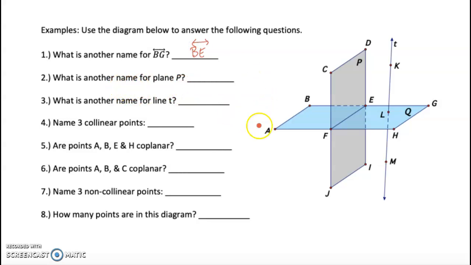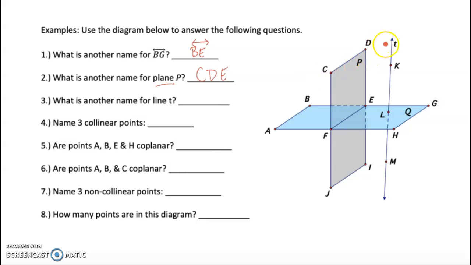What is another name for plane P? Well, here's plane P, that big gray one. To name a plane, you need 3 non-collinear points. So I'm just going to pick 3 points that are not in a straight line that are on this gray plane. How about C, D, and E? I don't have to write the word plane. If I see 3 capital letters next to each other, I know in geometry we're talking about a plane.